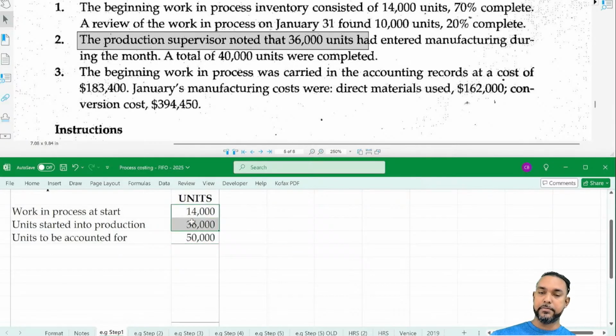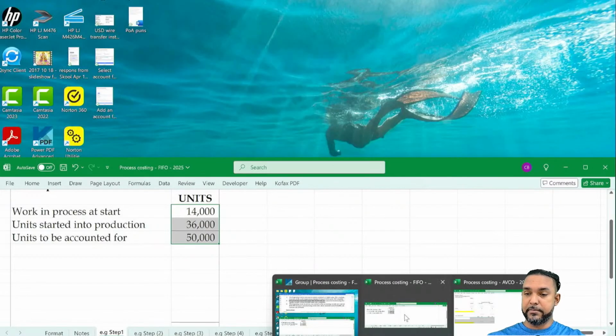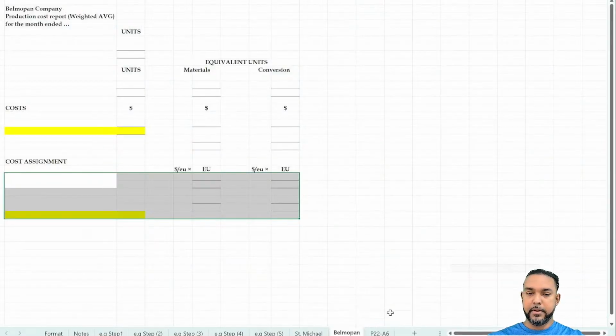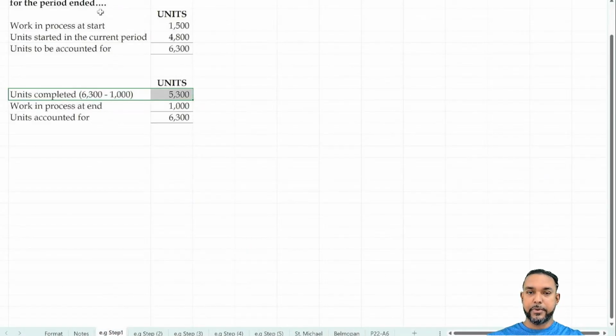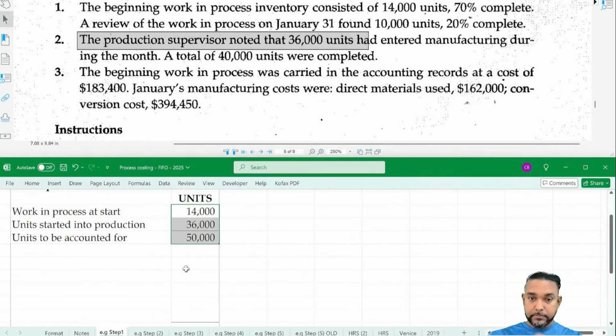Okay, so 14 plus 36 is 50. So we start very similarly, actually the exact same way as we did with the weighted average. We start with work in process at start and units started in the current period. Again, like I said, there's no one right phrase that is the only thing you can write and that is acceptable. You can write different things here.